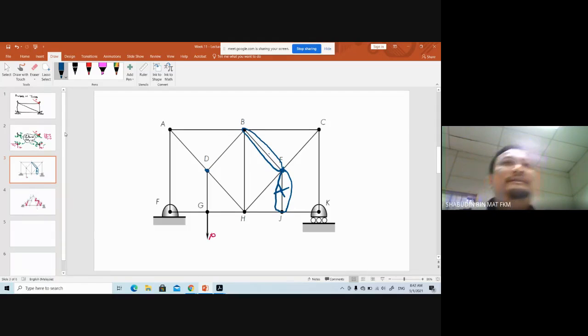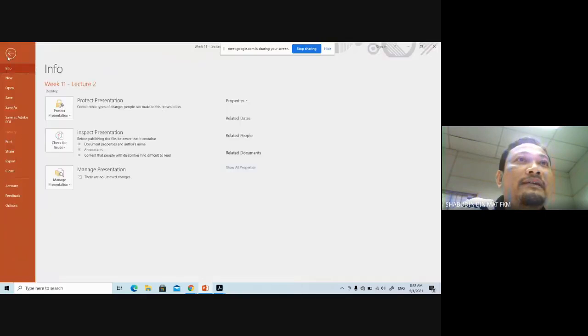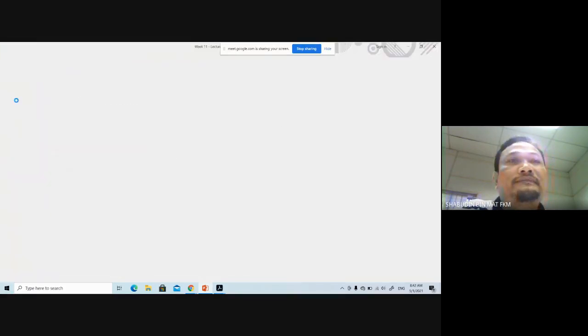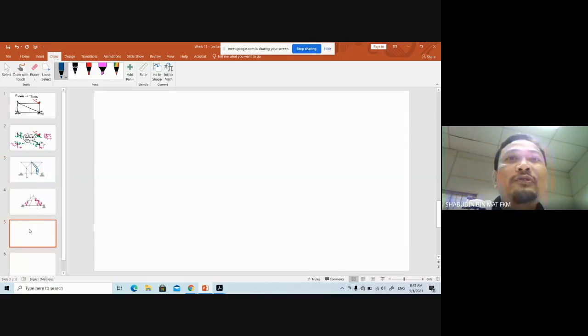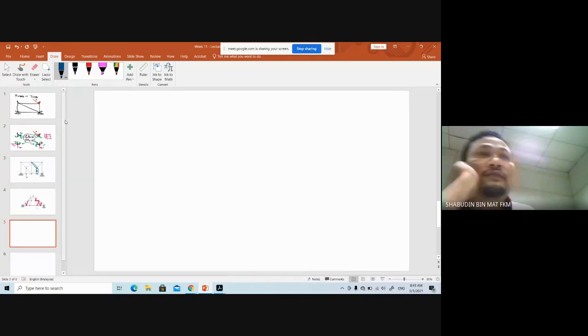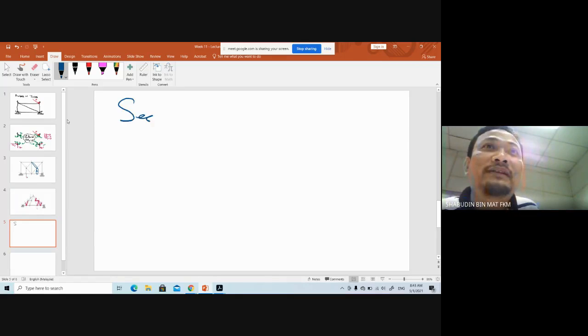Okay, good. So file, save. Then second structures, okay. The second method to solve is the famous one, the simplest in the world. Okay, it is the simplest one. We call it the section method. Section method.